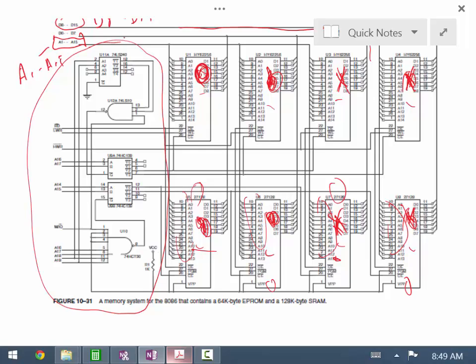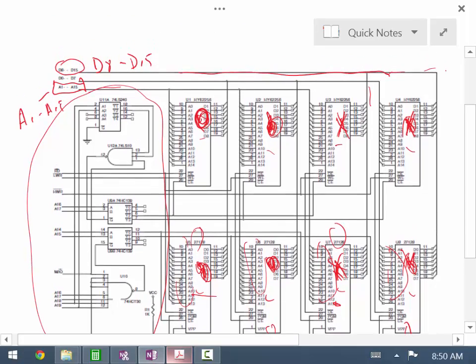And one chip would be connected from D0 to D7, the next one from D8 to D15, the next one D16 to D23, and then D24 to D31. So you would select 4 chips at the same time. So in this particular case, we're looking at that right there.